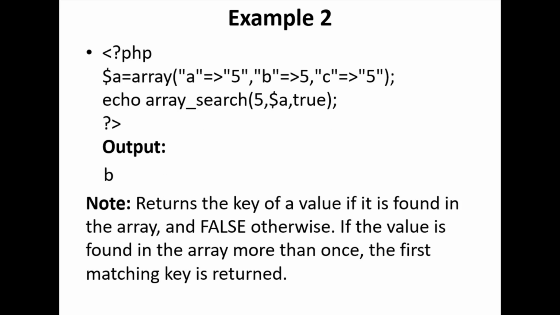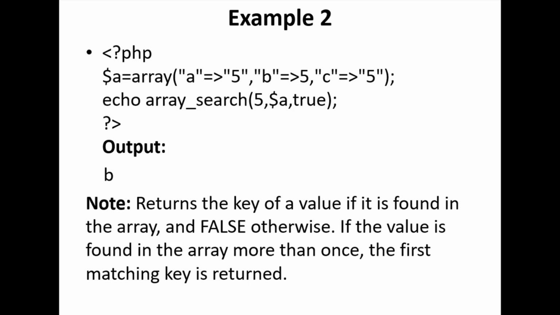Example two: $A equals array. A implies 5, B implies 5, C implies 5. You can check it over here. A implies 5, where 5 is a string. B implies 5, where 5 is a number. C implies 5, where 5 is again a string. So echo array_search(5, $A, true). Now we are giving the true value over here. So the output is B.